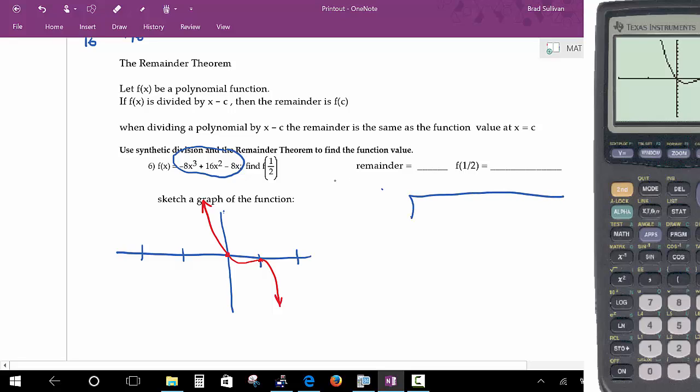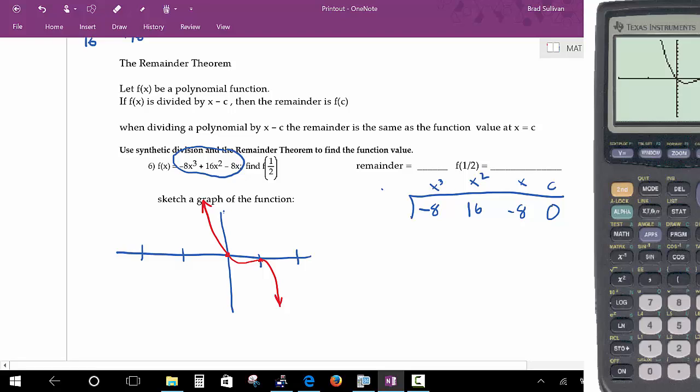So we're going to draw our division bar, and we're going to have an x to the third term, x to the second, x, and a constant. You want to make sure everything's there. So you're going to have negative 8, then 16, negative 8, and you do not have a constant there. You don't just have a number, so you have to put a 0 there.